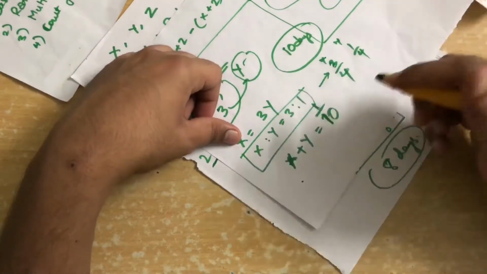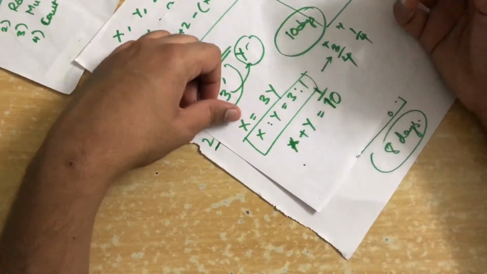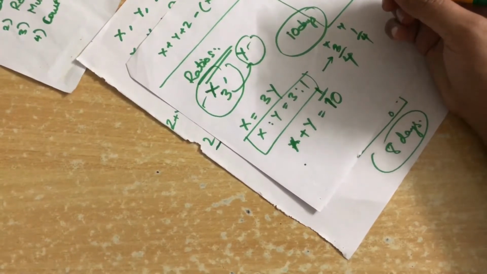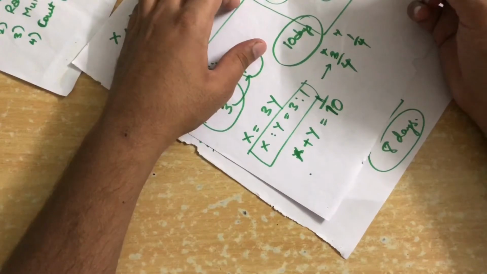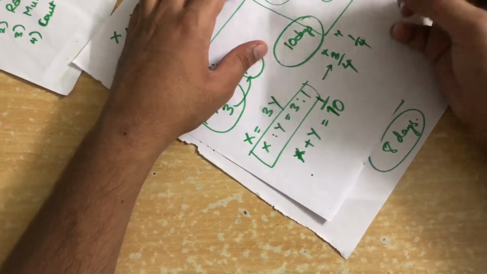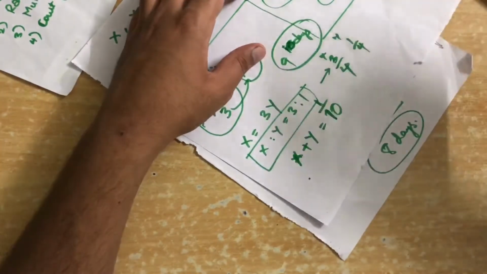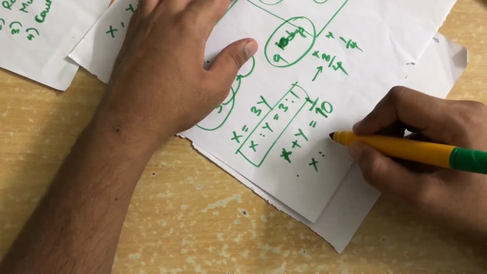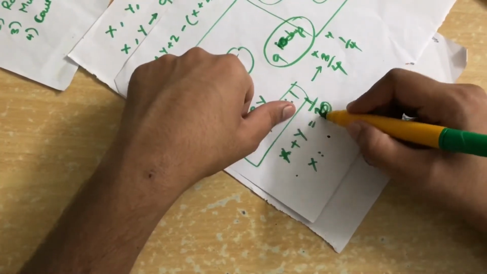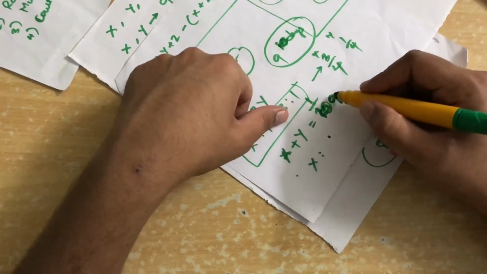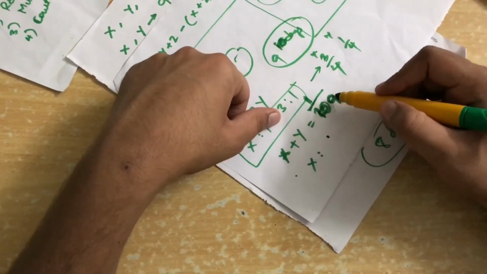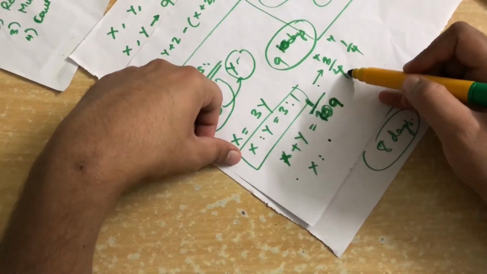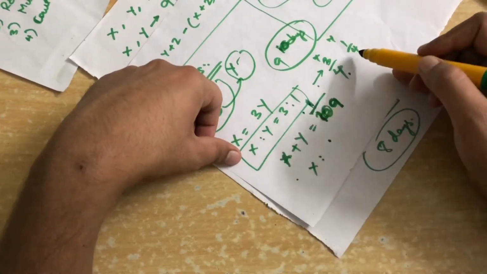Now it gets simple. Instead of 10 days, I could really use something else here, a multiple of 3. Let's say 9 days, just to be simple. Both of them are going to do 1/9th of the work each single day. X is doing 3/4 of the work and Y is doing 1/4. That is what we're getting from the ratio.